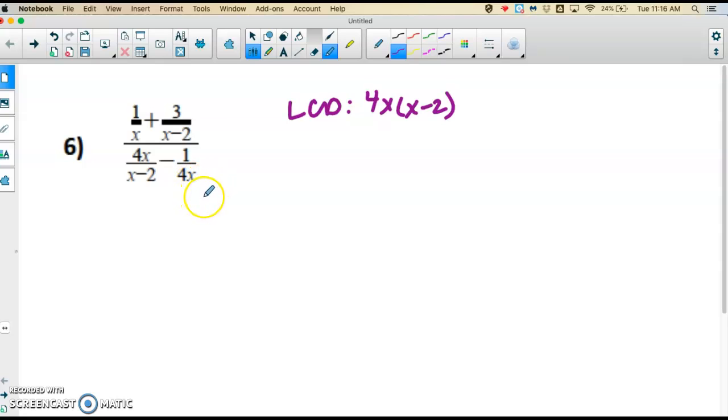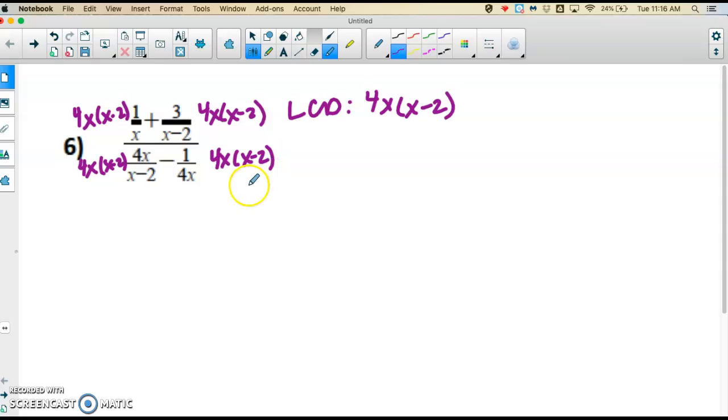Because that's your least common denominator. So what you're going to do is you're going to multiply everything, every little fraction by that, by the 4x times x minus 2. Okay, everywhere, just like this. Okay, then your goal here is just to get one big fraction because those little denominators are going to cancel out. So like here, the x's would cancel out.